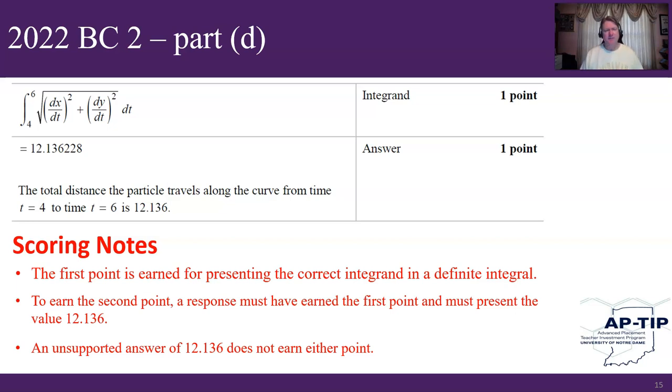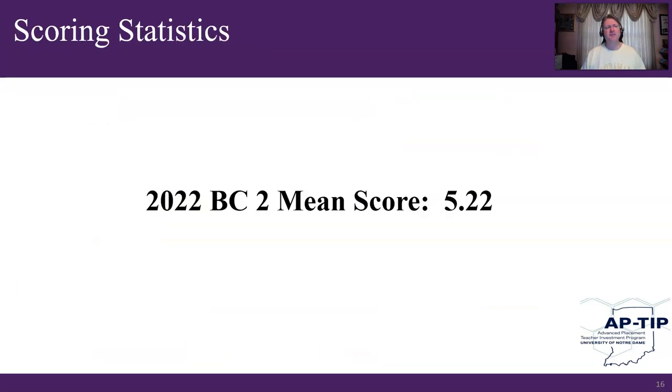And I always like to give a little bit of data on the problem. From 2022, the mean score of this particular question was a 5.22, which isn't too bad. As far as a BC exam goes, anytime you get an average into the fives, that's usually a pretty good performance. So hopefully this takes care of any questions that you might have, whether you're a teacher or a student, in trying to score the 2022 BC2 operational exam particle motion problem.